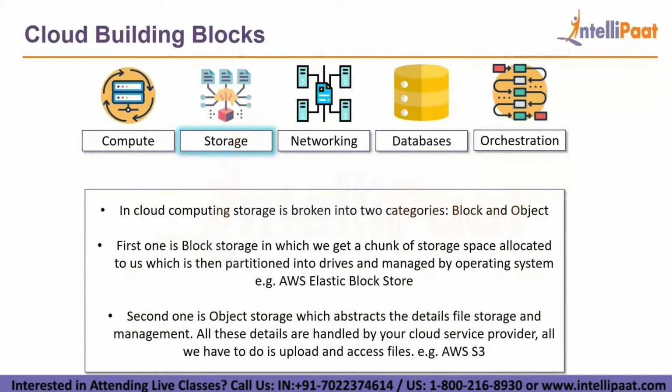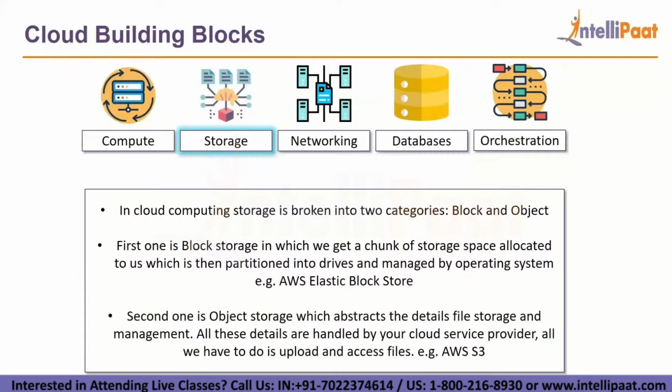Then comes storage. In cloud computing, storage is broken into two categories, block and object. First one is block storage, in which we get a chunk of storage space allocated to us, which is then partitioned into drives and managed by the operating system. An example is the AWS Elastic Block Store. A good way of understanding is when you have worked with a hard drive yourself on an operating system where you partition it into simple logical partitions, such as the C drive, the D drive, and the E drive in Windows. That's essentially how you can work with the AWS Elastic Block Store. You can create a block of your own size, of your own specifications, and then you can use it to store some data.